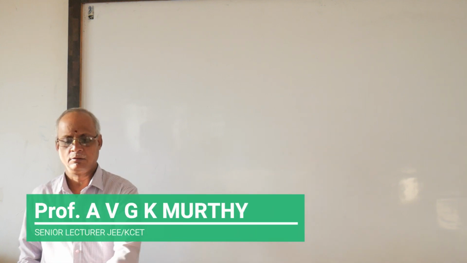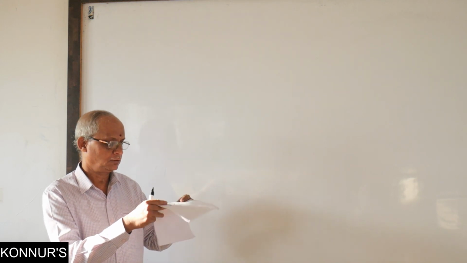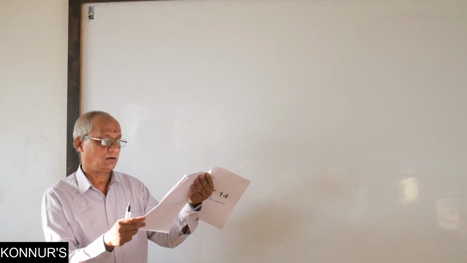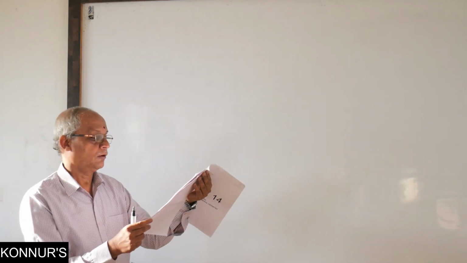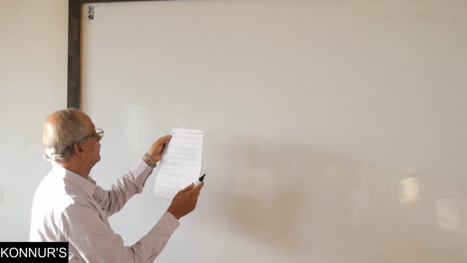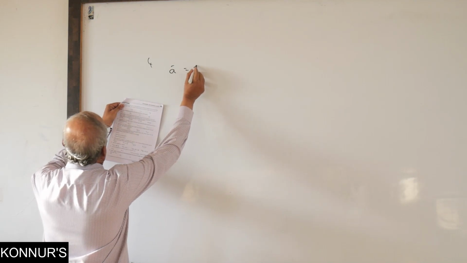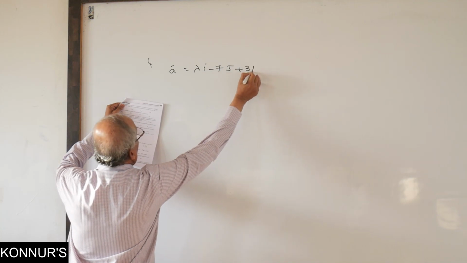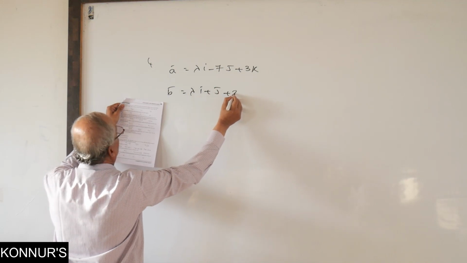Your problems from number 14, we are doing related to vectors 3D. Last time we have got one problem here, that is forces acting over. Now you see the fourth one: A bar is equal to lambda i minus 7j 3k, B bar is lambda j 2 lambda k.